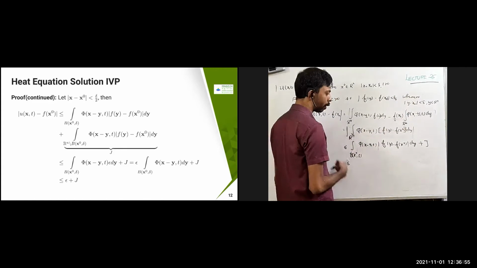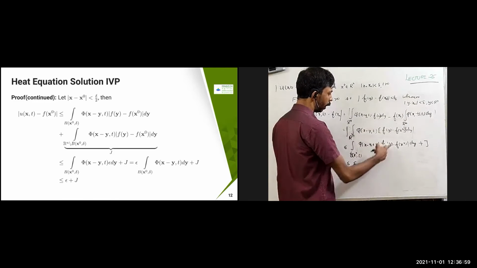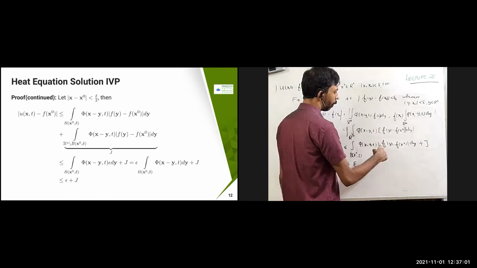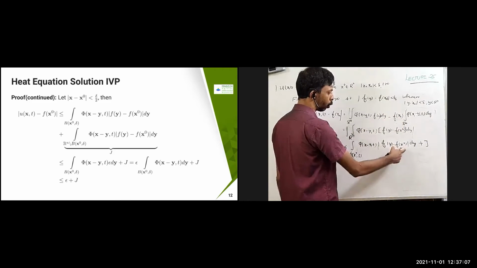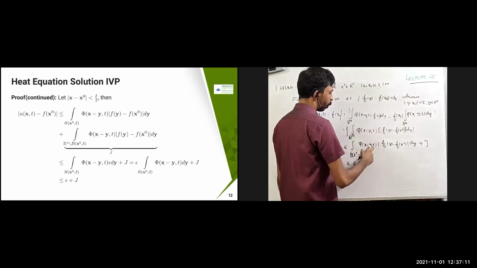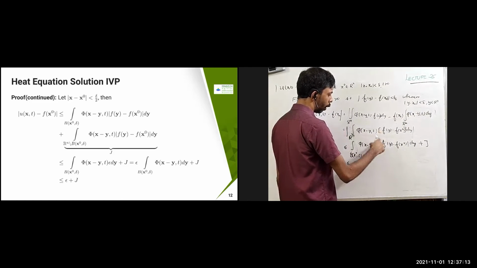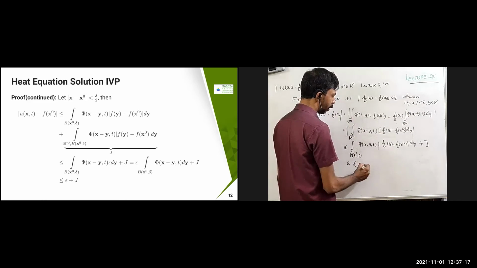So that I'm keeping it as less than epsilon. This is going to be epsilon. The entire thing is going to be epsilon, because |f(y) - f(x_0)| is going to be less than epsilon. Epsilon I can take out, and then the integral of phi(x - y, t) dy is going to be 1. The same concept we have used here. So phi(x - y, t) dy is going to be 1. Therefore, that is going to be epsilon times 1 plus J.